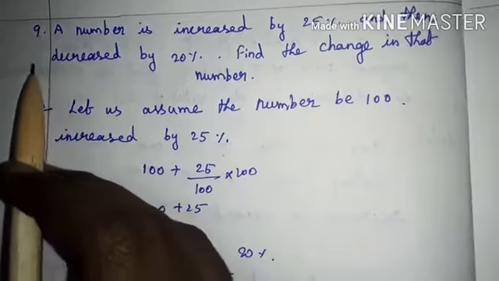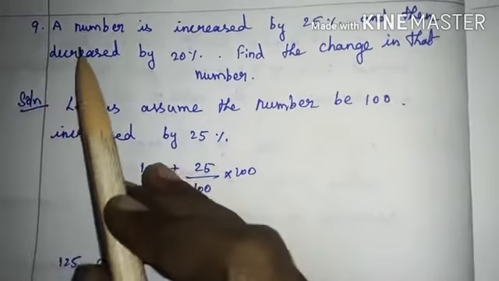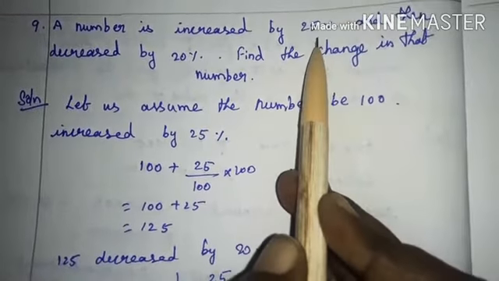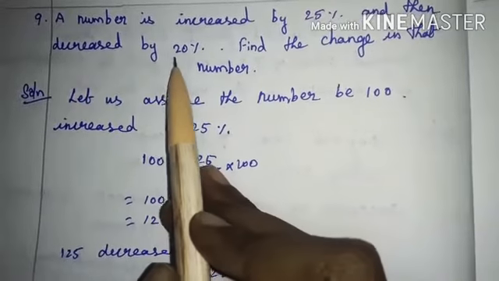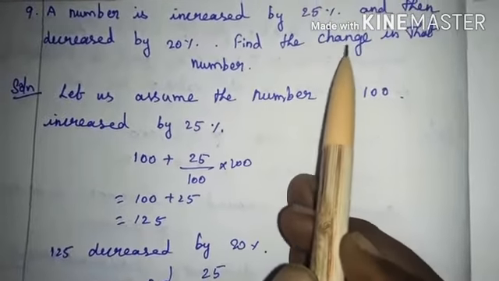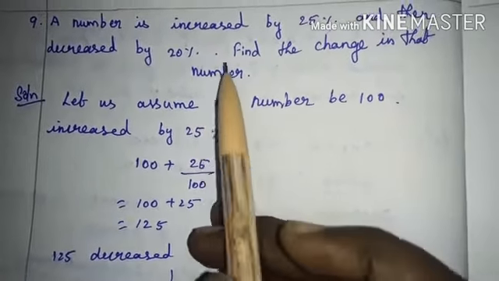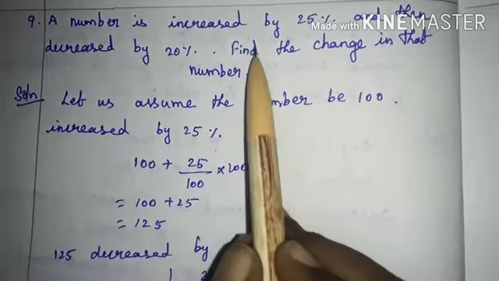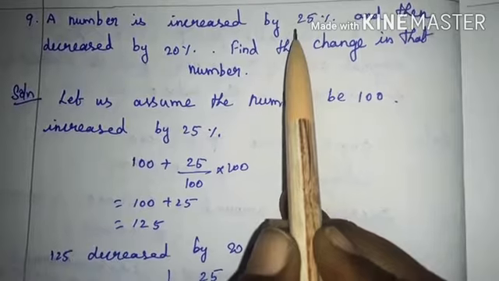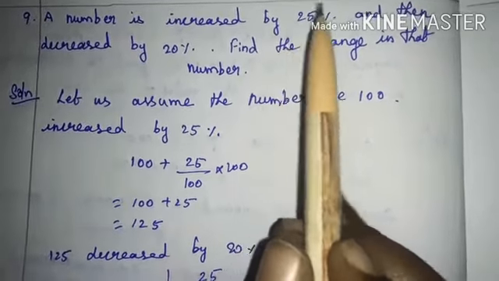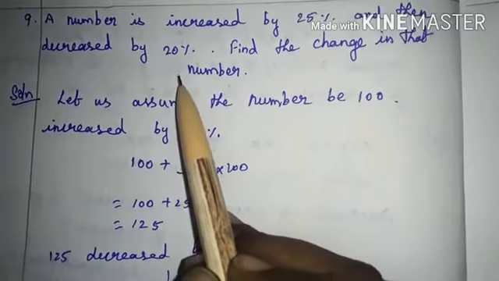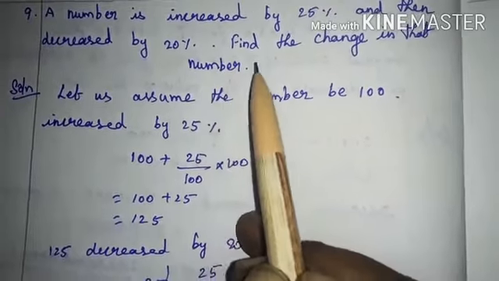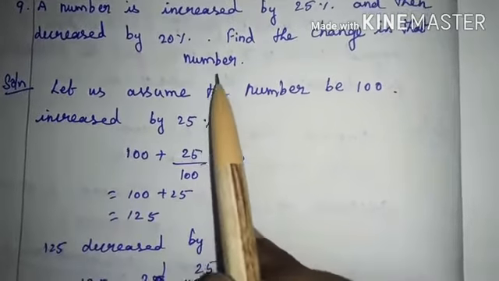Let's see one more sum from that exercise. A number is increased by 25% and then decreased by 20%. Find the change in that number. In this sum, they have given that first the number is increased by 25%. That value is again decreased by 20%. You have to find out the change in the number and the final number.